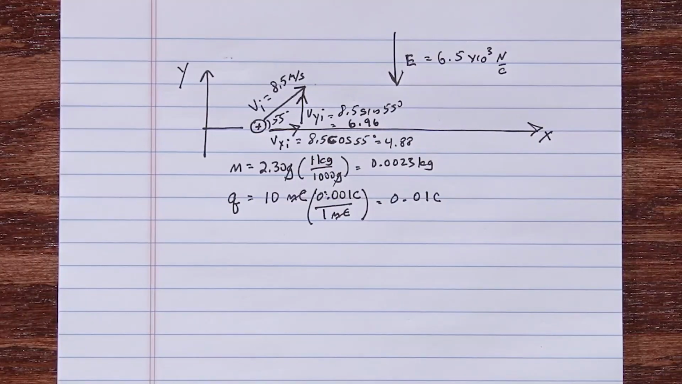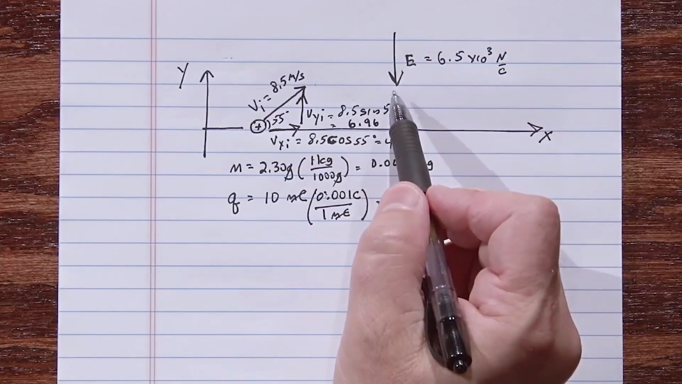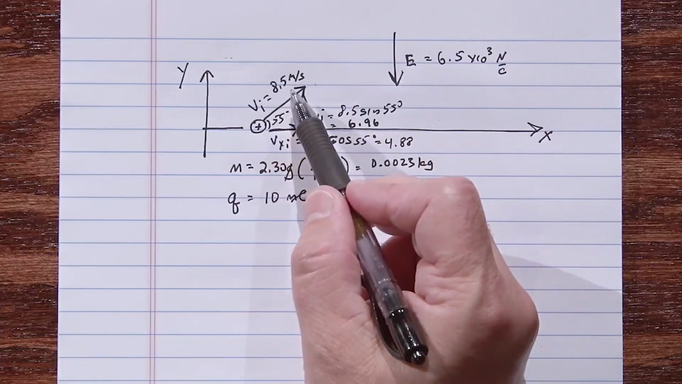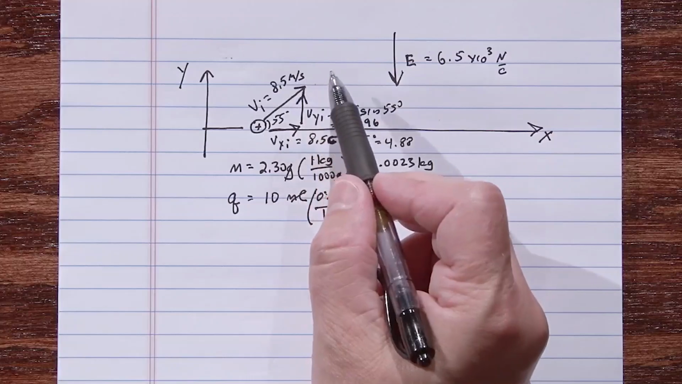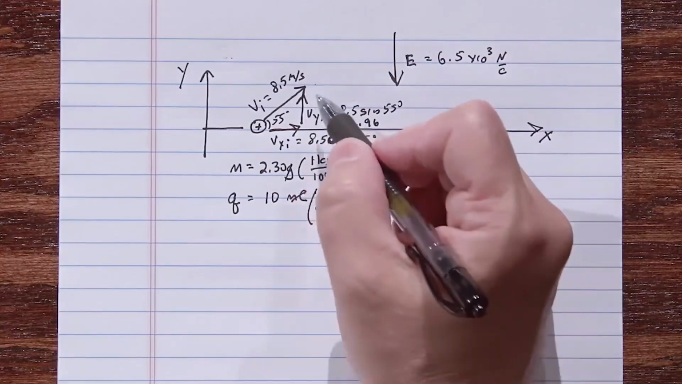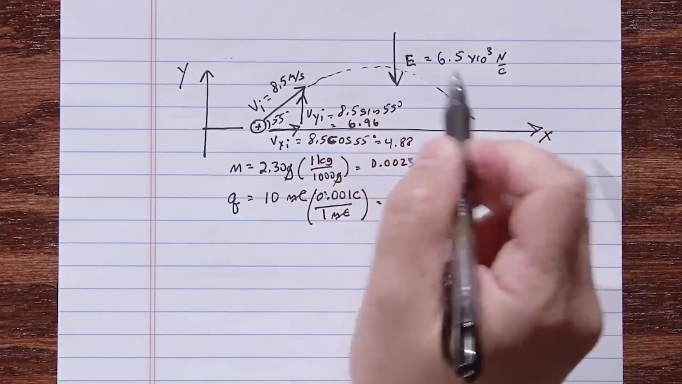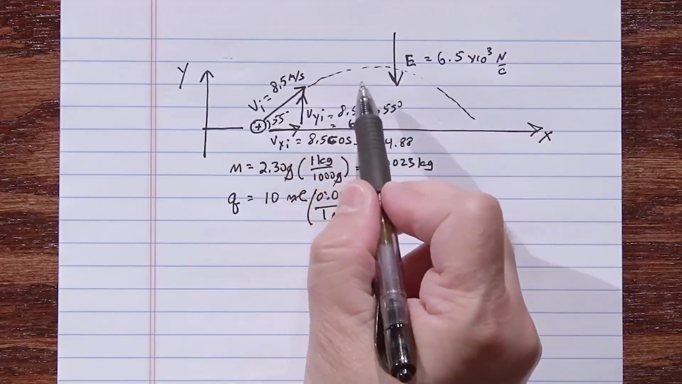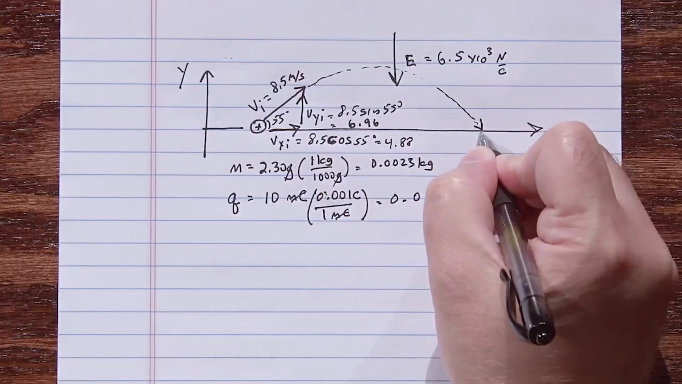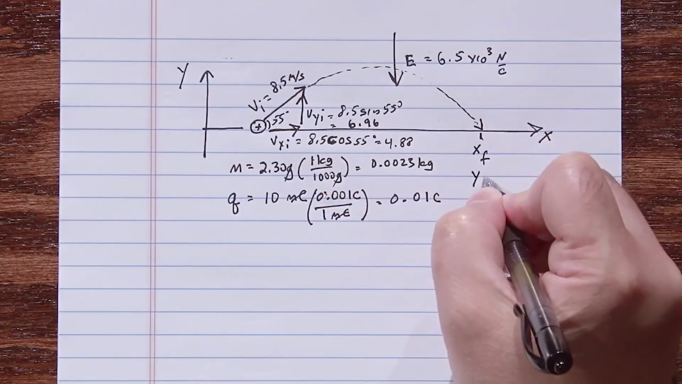And the particle will feel a downward force due to this electric field. So even though it's initially moving up, that downward force will cause it to curve down just like a projectile, so in a parabola. So I'll go ahead and draw a parabola here, showing the particle initially moving up and then curving over and coming down to x final and y final.